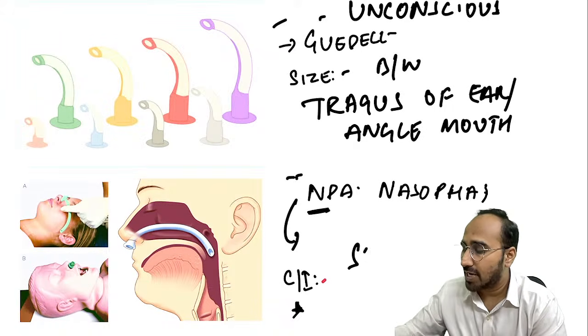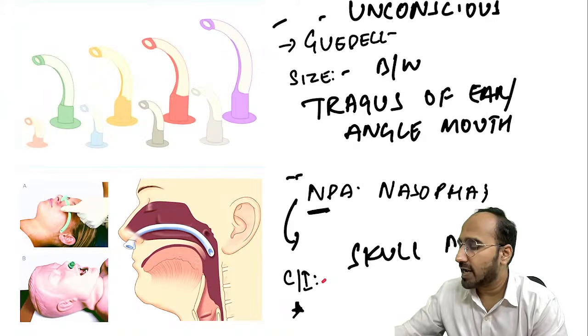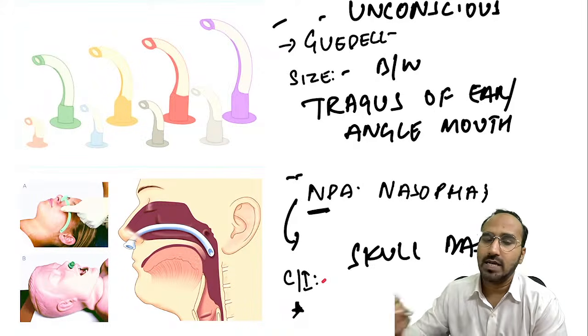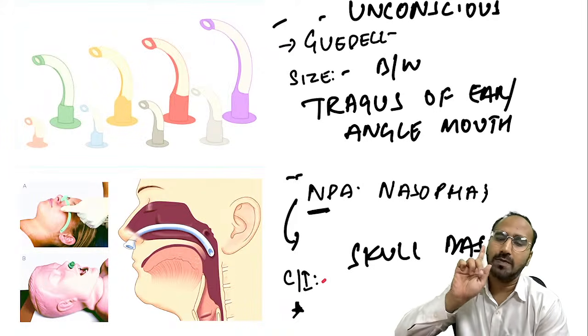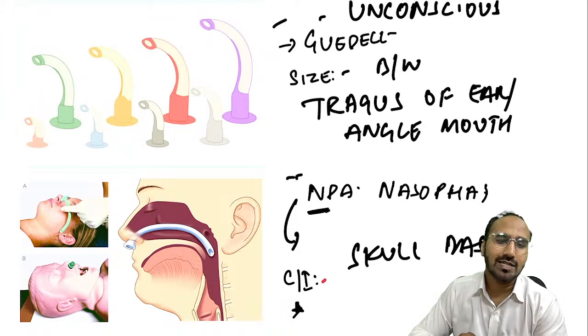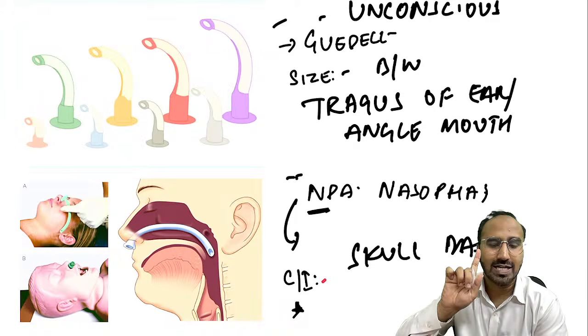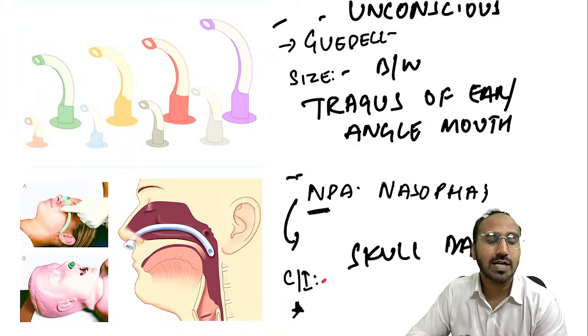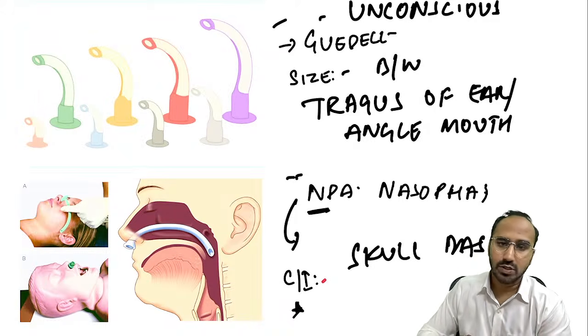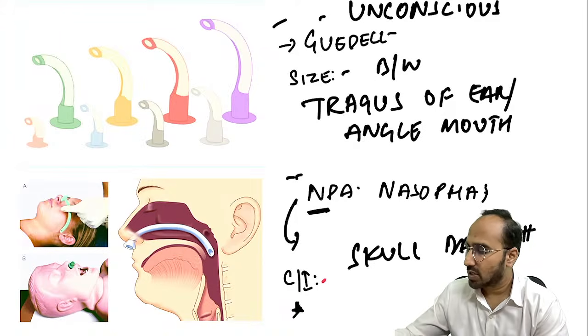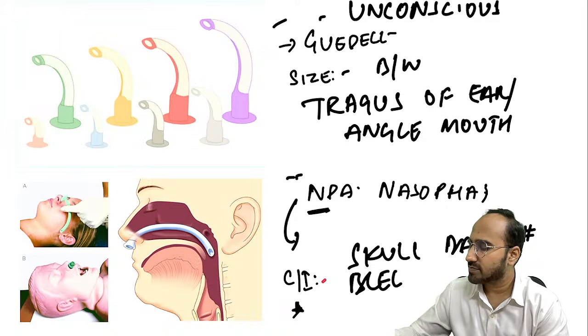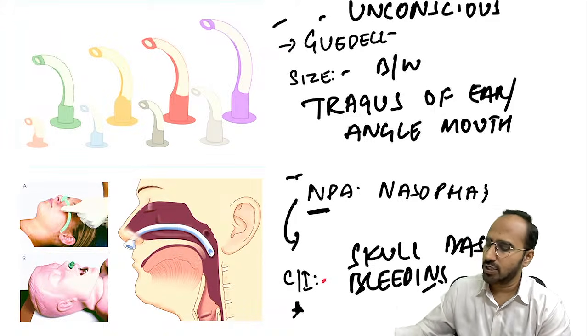Patient should not have a skull base fracture. In skull base fracture, if you put an NPA, what will happen? Already the skull base is fractured. Your NPA will also herniate. It will basically go through the fracture part, and it will damage the brain. So skull base fracture or any bleeding disorder, don't go for a nasopharyngeal airway.